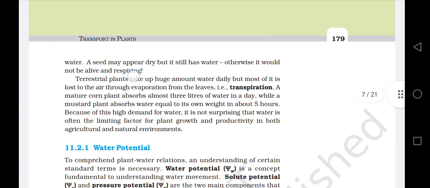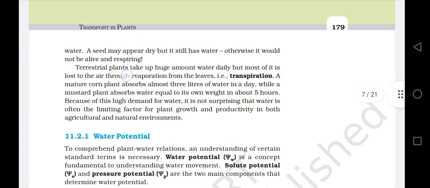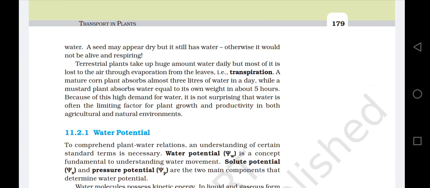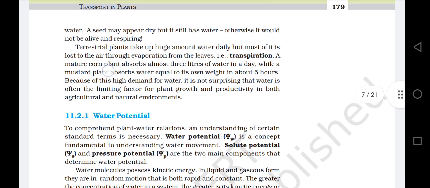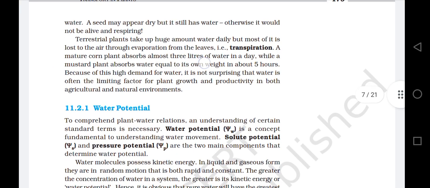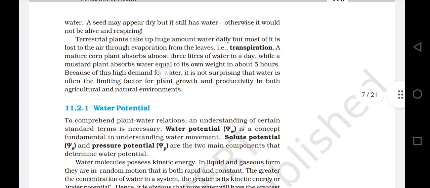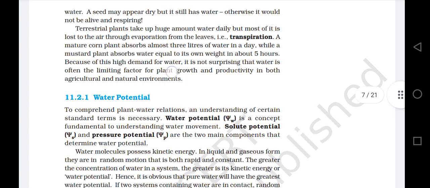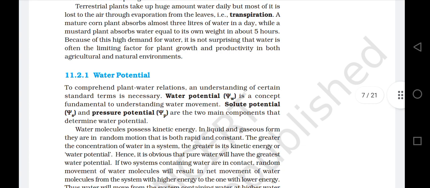Terrestrial plants take up a huge amount of water daily, but most of it is lost to the air through evaporation from the leaves, that is transpiration. A mature corn plant absorbs almost 3 liters of water in a day, while a mustard plant absorbs water equal to its own weight in about 5 hours. Because of the high demand for water, it is not surprising that water is often the limiting factor for plant growth and productivity in both agricultural and natural environments.